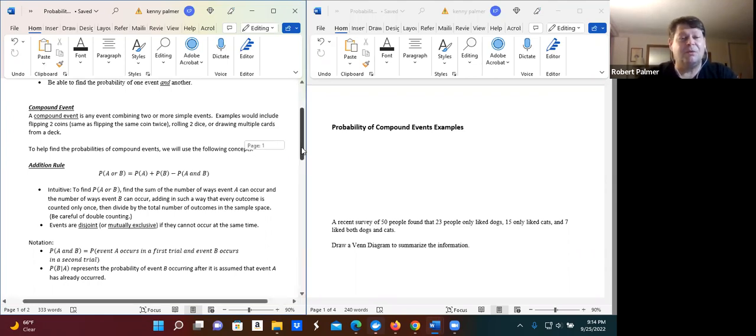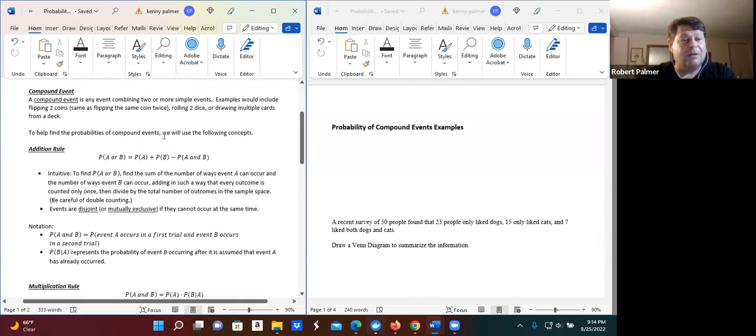So the first one is dealing with "or," and this is what's called the addition rule. If we want to find the probability of event A or event B, then here's our general rule. We add the probability of A happening by itself, plus the probability of B happening by itself, then minus the probability of A and B happening at the same time.